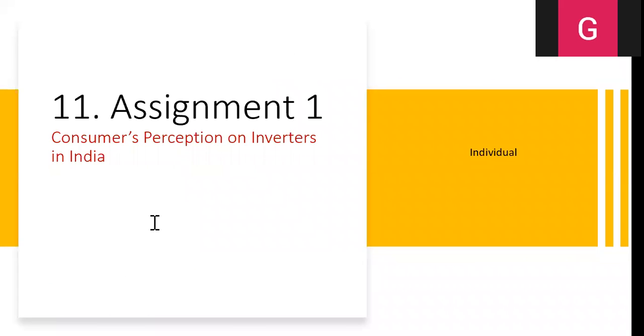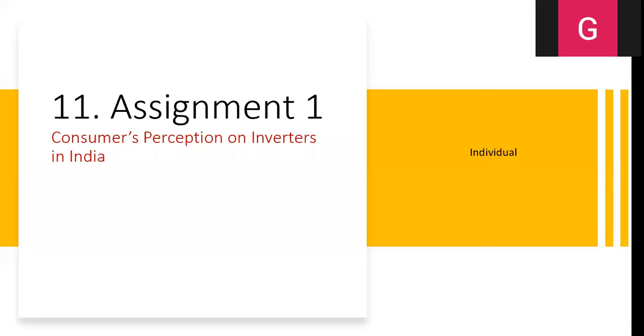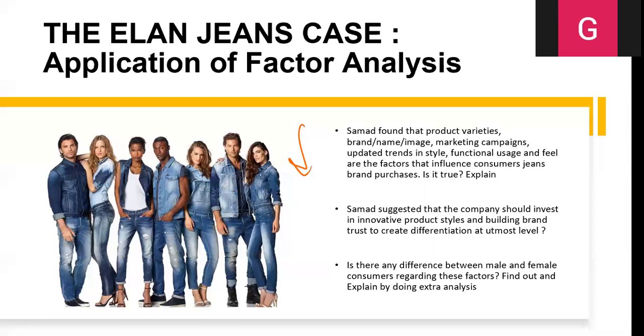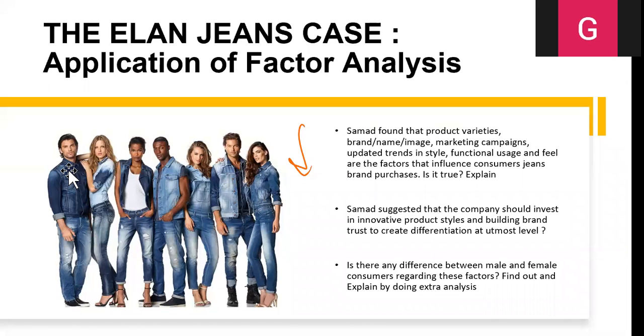So the first assignment that you have to do is on consumer perception on inverters in India. So I'll share this case. What you have to do is punch the data and run factor analysis here. And then the second one is the marketing dilemma for LNG's brand. You have to submit this and we'll discuss this in the next class. And there are some questions given at the end of this case as well as the first one also. For LNGs, I have already punched the data. I'll share the SPSS file. But for this inverter case, just punch the data and run it.